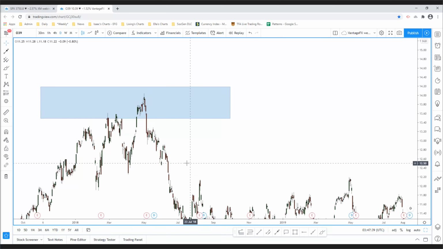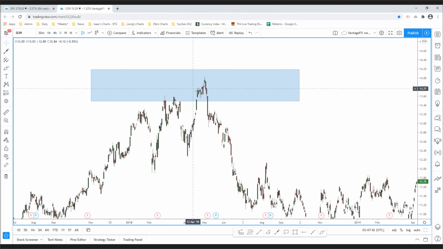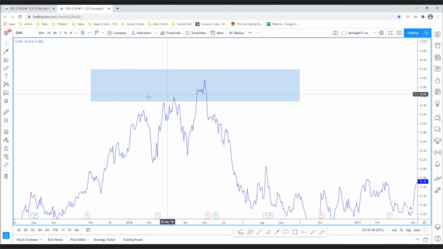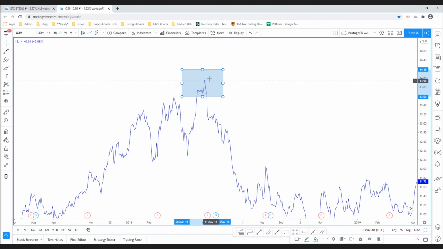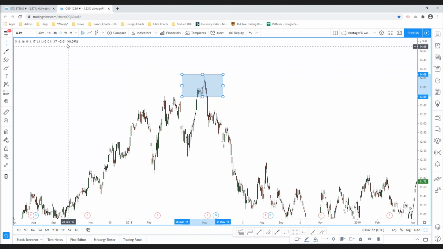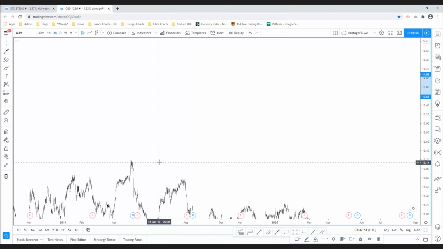On the lower time frame, I just want to show you guys over here as well. A bit harder to see. Nothing much, but this is also sort of a bull trap. And then on the 4-hour time frame.